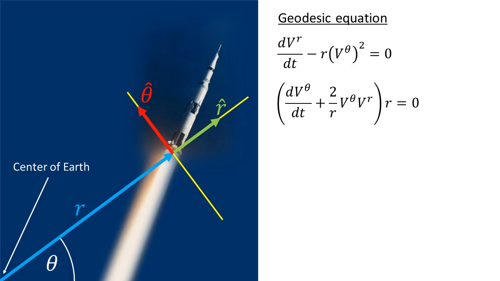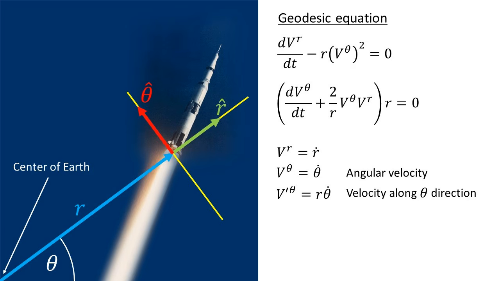There's one more thing we have to do. V superscript r is r dot, the velocity along the r direction. But V superscript theta is theta dot, the angular velocity. Which is fine, but it's better to work with quantities that have the same dimensions. What we want is the velocity along the theta direction, which is r times theta dot. Let's denote that by v prime. If we take a time derivative of v prime, we get this.